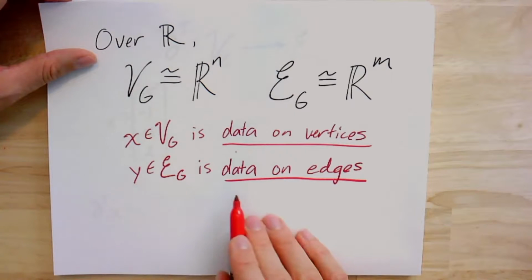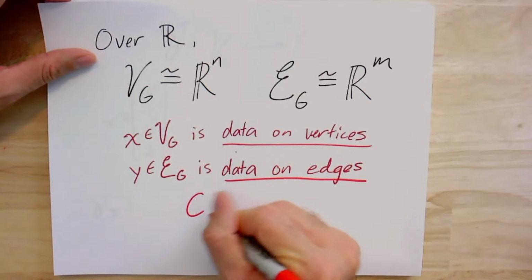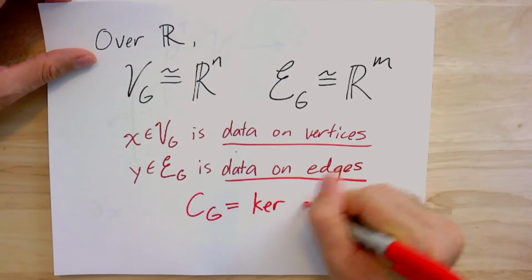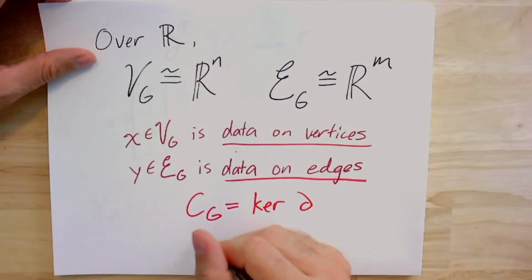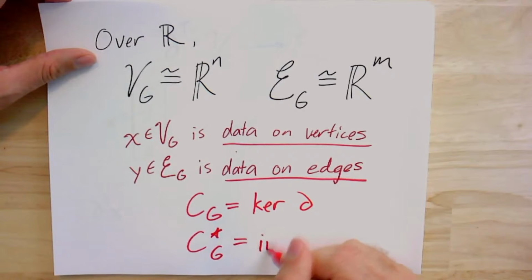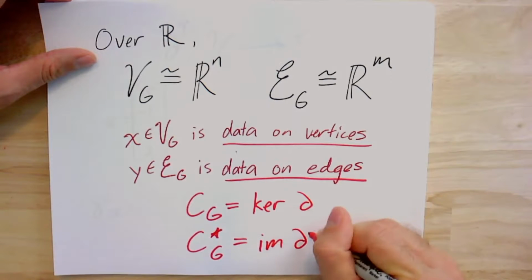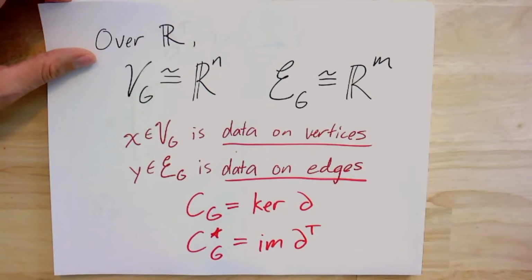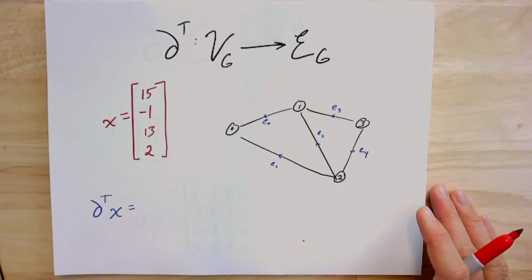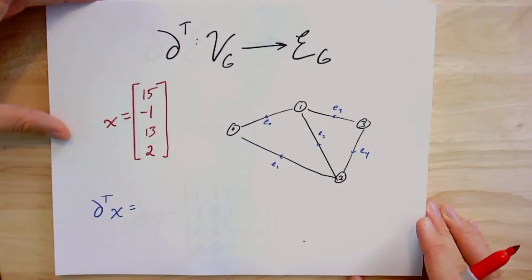This y has a real number for every edge. Similarly, we can define the cycle space of G still to be the kernel of the boundary and the cut space of G to be the image. So this is just the cycle space and the cut space over the reals and not over GF2. So we can look a little closer then at what this linear transformation is doing.